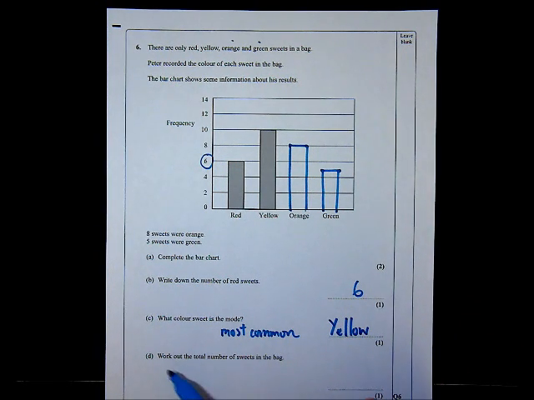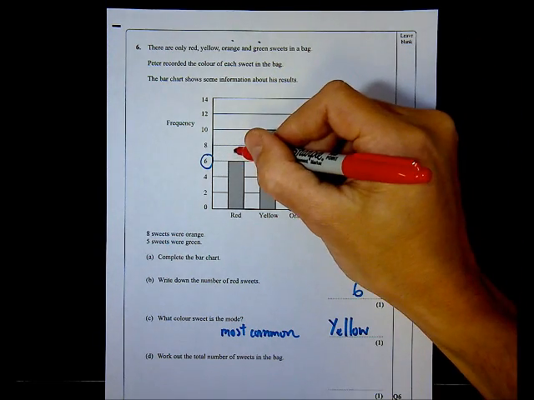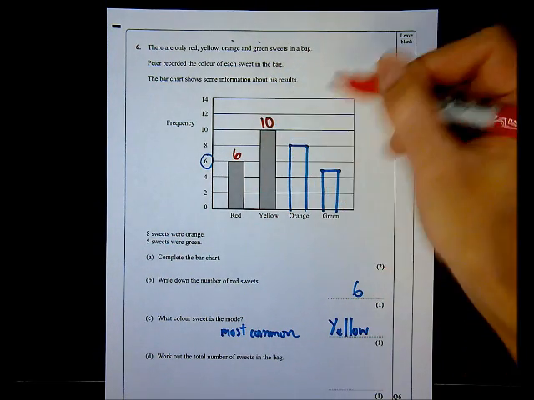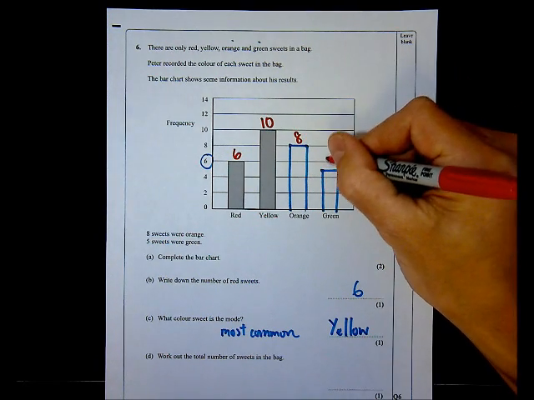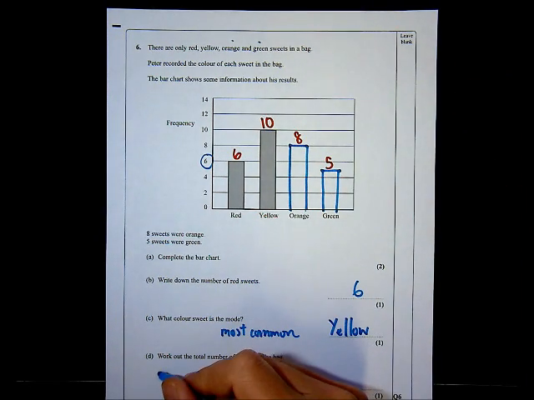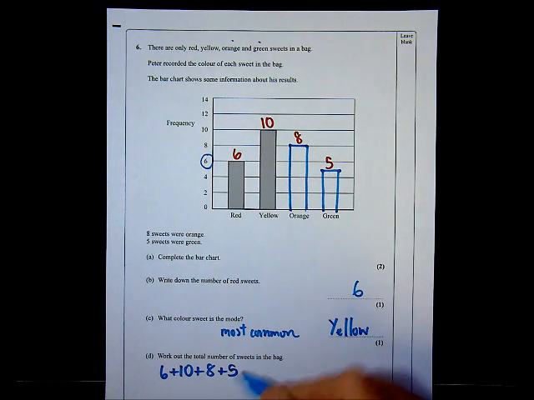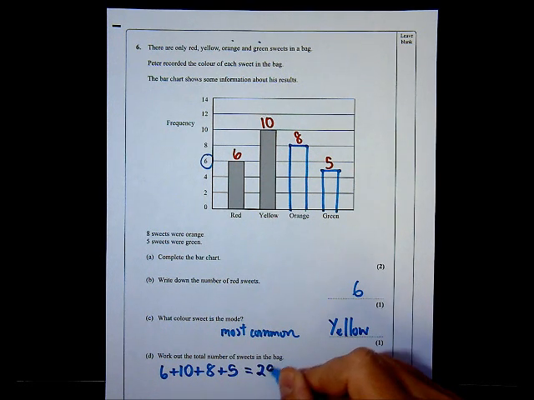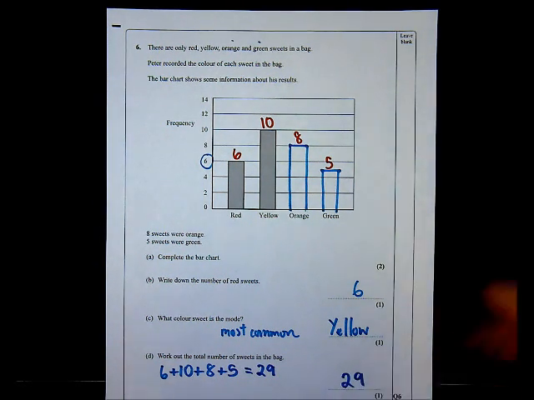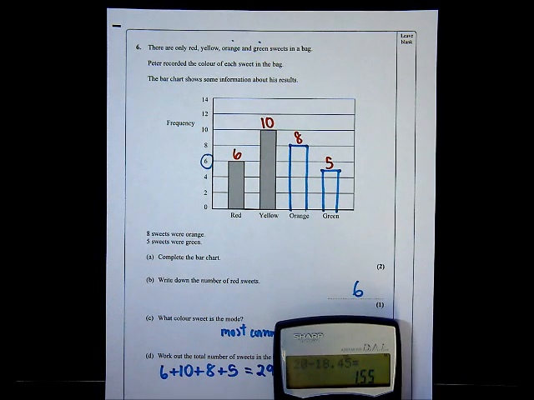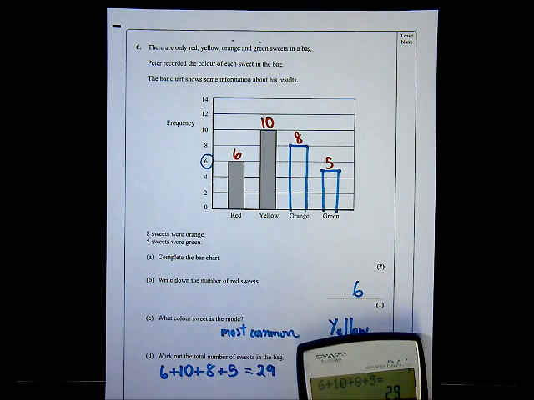And in part D, I'm asked to work out the total number of sweets in the bag. Now to do that, I'm going to go along each bar and I'm going to label at the top how many there are, as shown by the bar chart. And then I'm going to add them up. 6, add 10, add 8, add 5. And if I add those up, I'm going to get 16, plus 8 is 24, add 5 is 29. So I would get 29 sweets. And again, as it's a calculator exam, if needs be, and just to check, you could add those up and make sure that you did get 29.